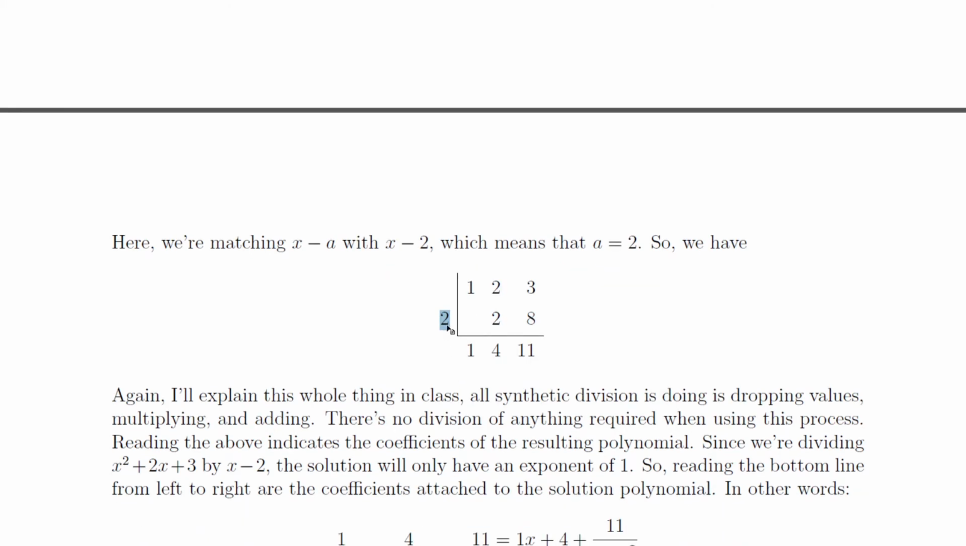And then what we do is, starting on the left-hand side, I'm going to go through this example, so hopefully you can see. We drop the 1, multiply by the 2. So we get 2. That becomes this value. Add these numbers together. 2 plus 2 is equal to 4. Multiply by the 2. That gives us 8, which goes right there. 8 plus 3 is equal to 11. And then we're done. When you get to the last row, this is going to be your remainder.